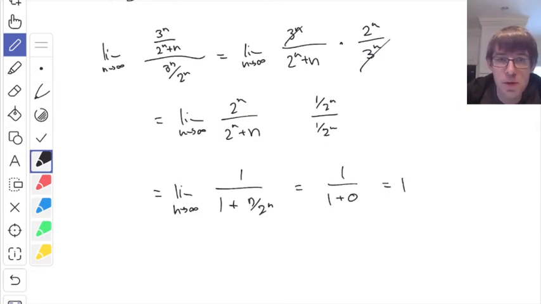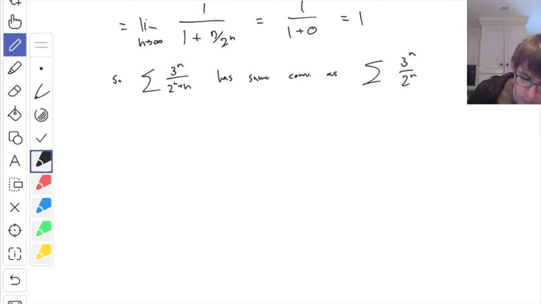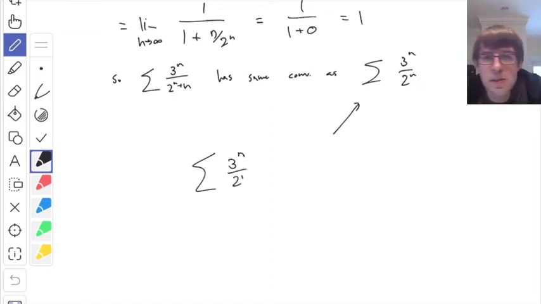That means these two series have the same type of convergence. So the sum of 3 to the n over 2 to the n plus n has the same convergence as the other sum, 3 to the n over 2 to the n. So we've got to look at that then, this sum right here, 3 to the n over 2 to the n. Does this converge or diverge? Now, this is not a p series.